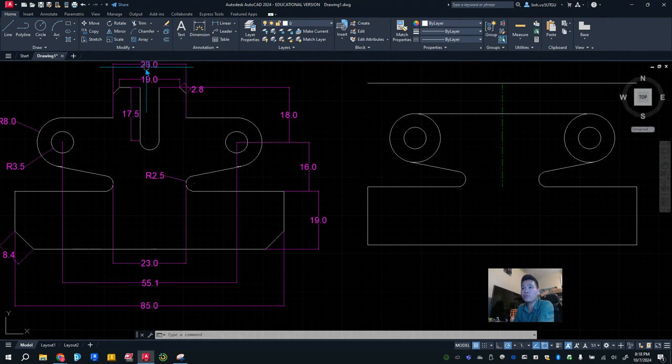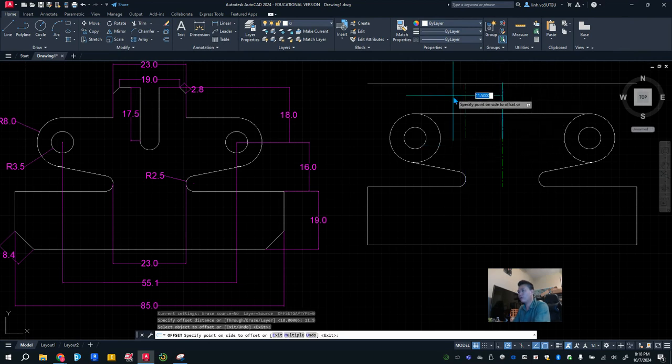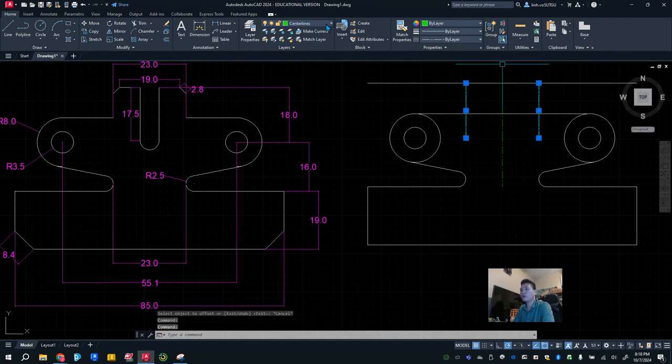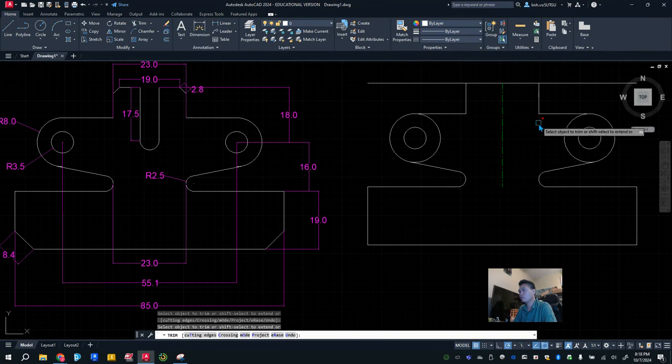Okay, so now that we have that, what we're going to do next is see here, this is 23, right? This right here is 23, so that means half of 23 is 11.5. So I'm going to offset 11.5, this guy right here to the left, this guy right here to the right. Hit escape. I'm going to click on both of these. I need to make sure that they are in my construction layer. Escape. And then I can go ahead and trim out the section that we need to trim out.